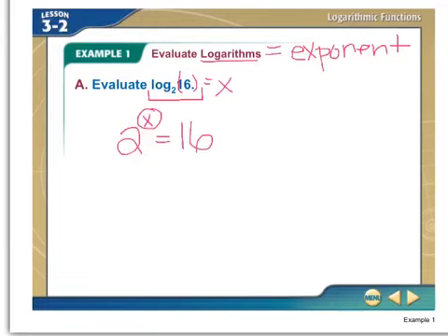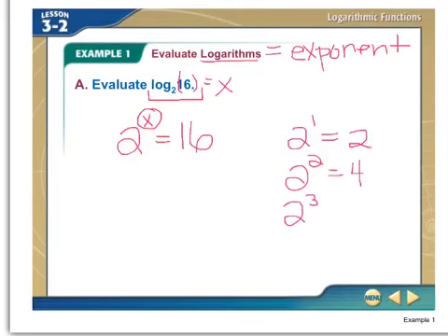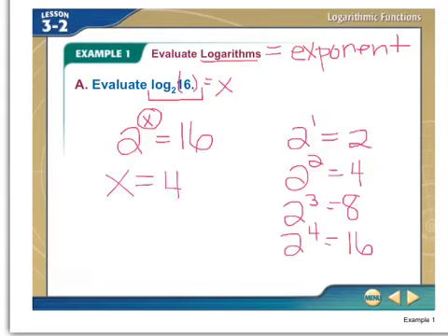Now, if you think to yourself, 2 raised to what power is 16? Well, we can do a little work on the side here. 2 to the first is 2. 2 squared is equal to 4. 2 cubed is equal to 8. And 2 to the fourth would be 16. So my value of x in this logarithmic expression is x equals 4.